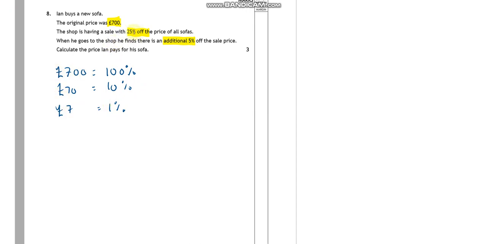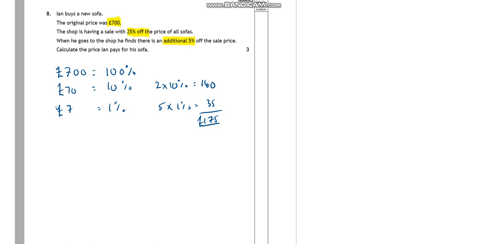You could then make up the number 25. You could say, well, that's 2 10s and 5 1s. So you could say, okay, that's 2 times 10%, which is 140, and it's 5 times 1%, which is going to be 5 sevens, which is 35, so I'm going to get 175. When you've got the 10 and the 1, you can kind of make up anything you like, you know.